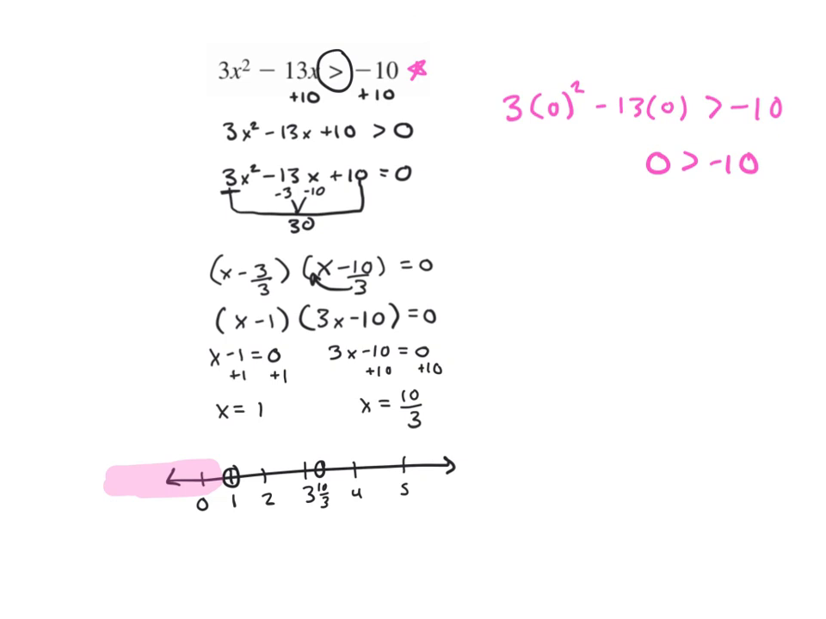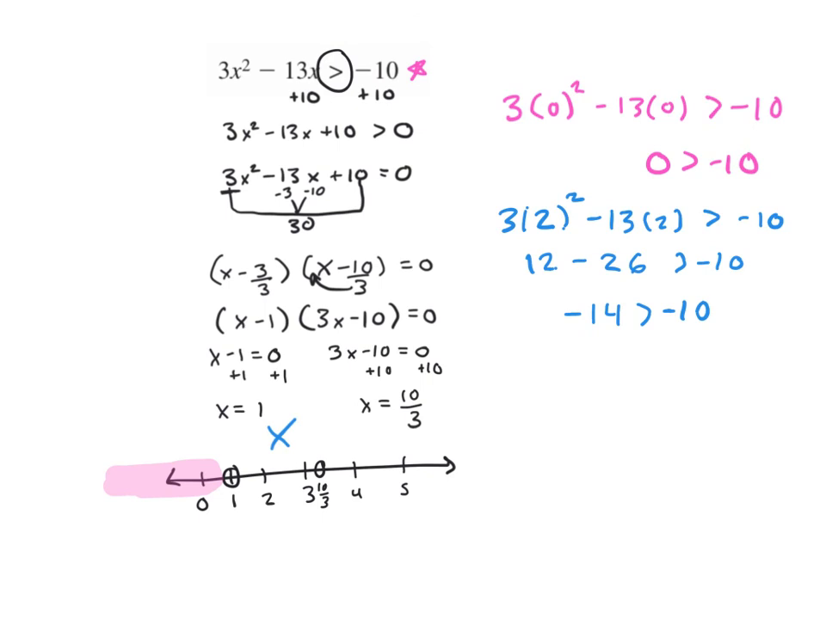Next, let's test one in the middle. What's a number in the middle that we can try? 2. So we have 2 squared times 3 minus 13 times 2 is greater than negative 10. 2 squared is 4 times 3 is 12 minus 13 times 2 is 26. 12 minus 26 is negative 14. Is negative 14 greater than negative 10? Nope, so this does not work in the middle.